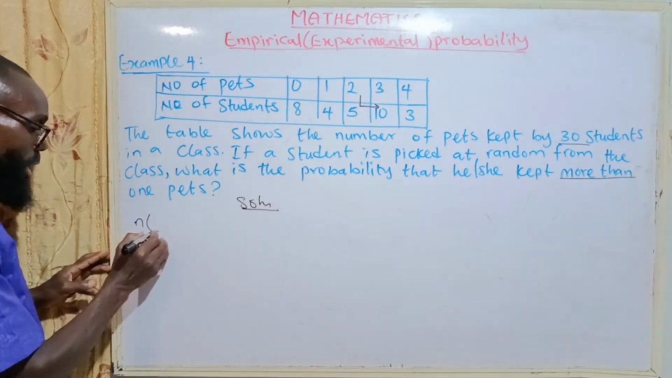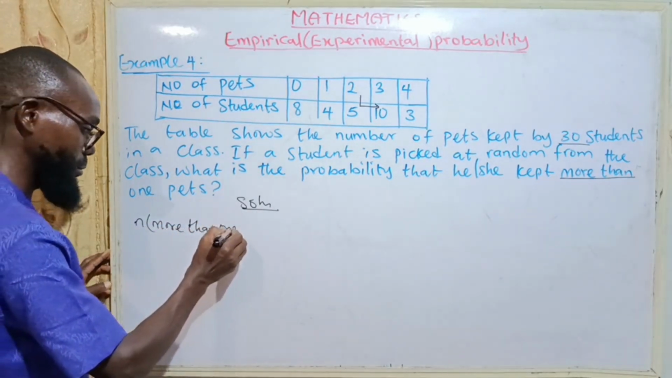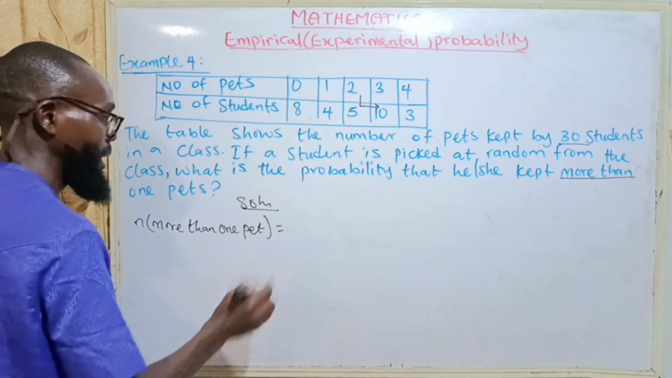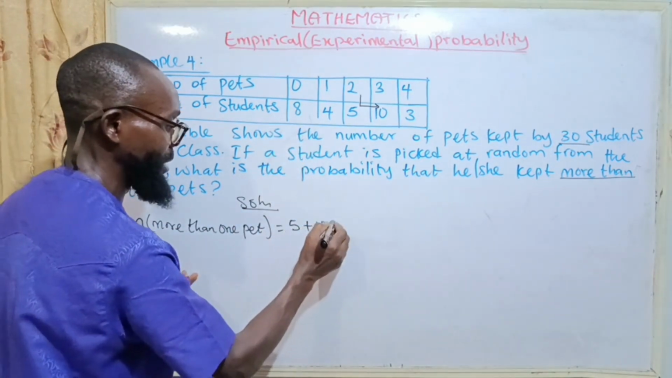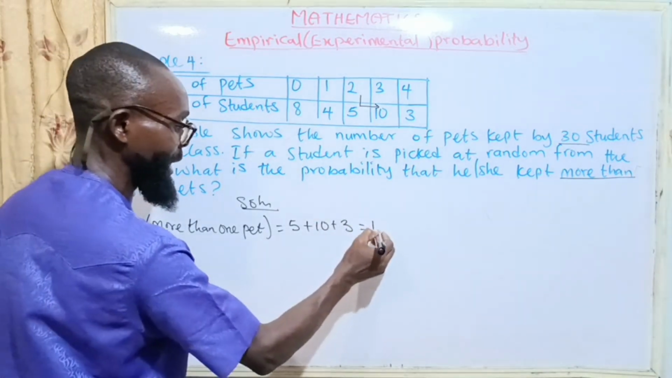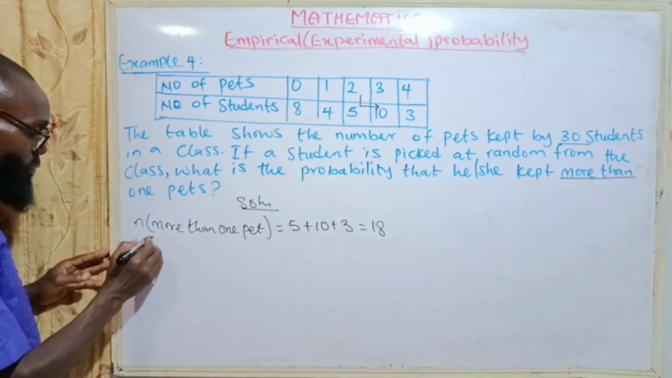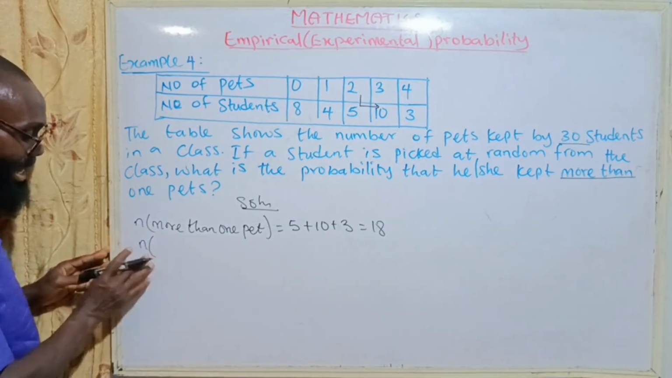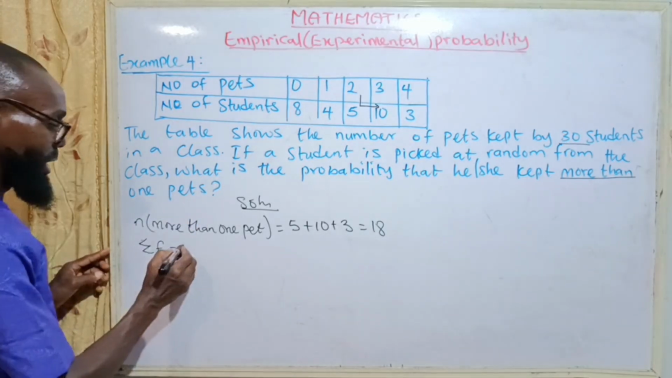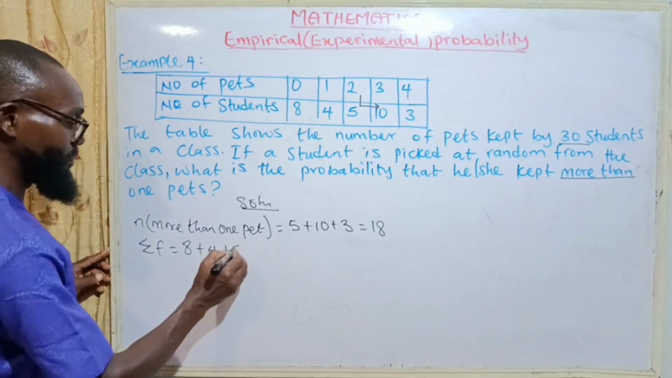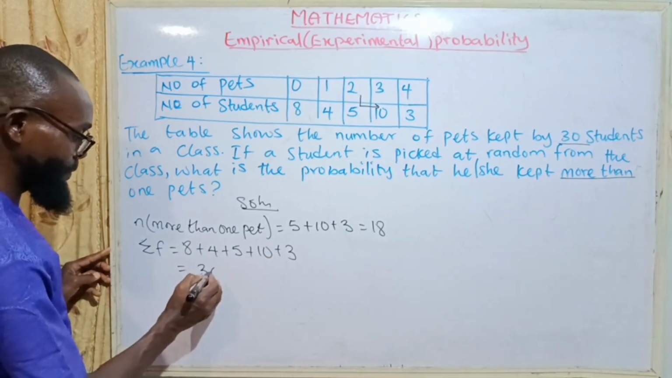So the number of more than 1 pet is going to be 5 plus 10 plus 3, which gives 18. Fine. Then, the total number of students. Let's say summation F. The total number of students will be 8 plus 4 plus 5 plus 10 plus 3. And we are told they are 30.